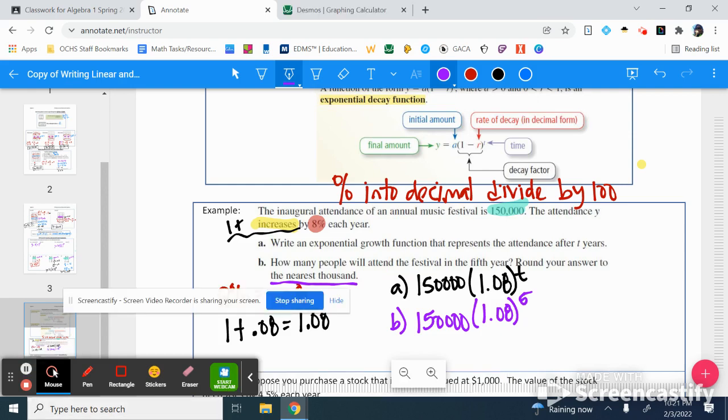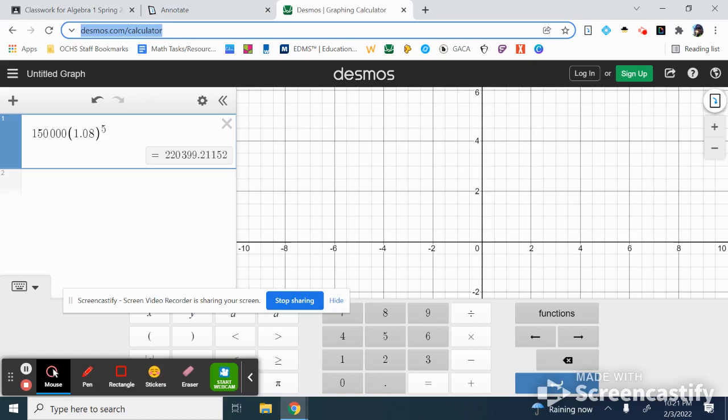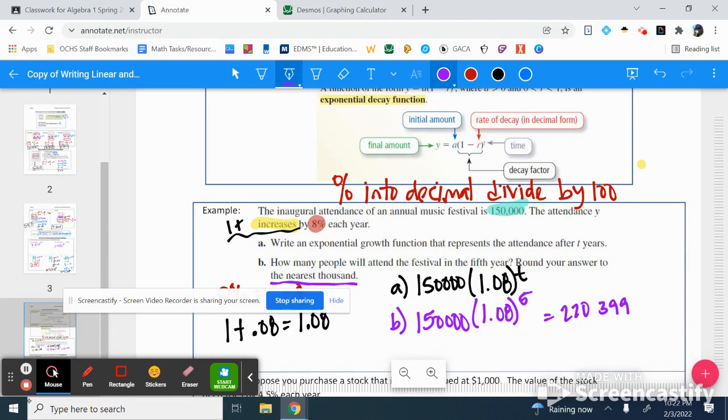When I plug this into my calculator, I get 220,399. I'm actually going to get a decimal of 0.21152. But I have to remember that my answer says round it to the nearest 1,000. Well, the nearest 1,000 would be right here. The 3 tells the 0 to stay the same. Therefore, my answer would be that the attendance after 5 years will be 220,000 people.